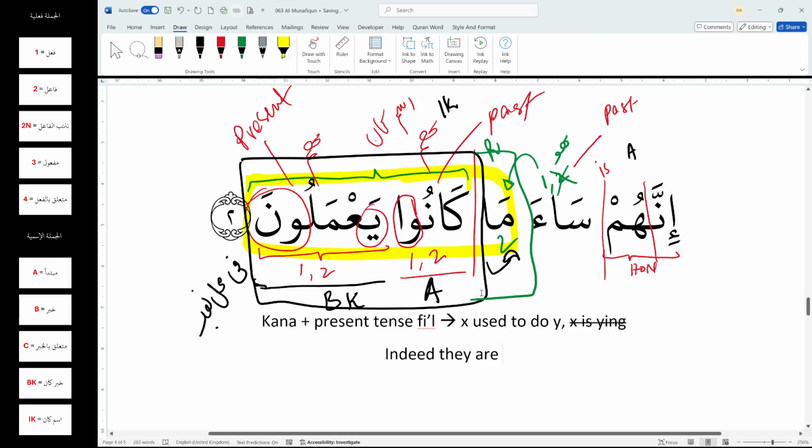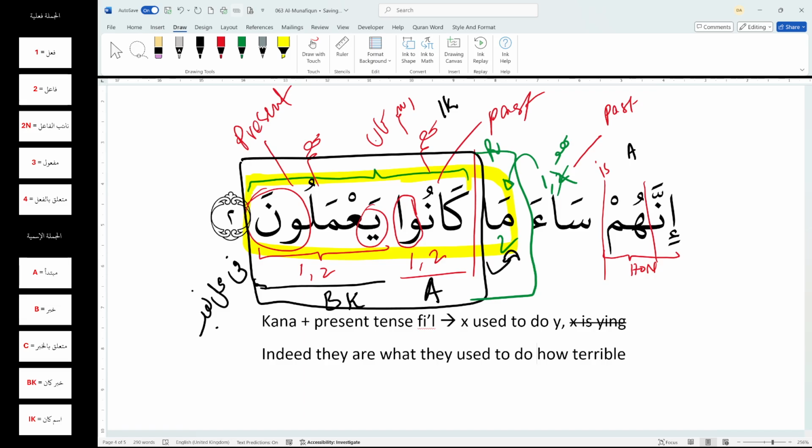Okay, now let's piece this together. Let's make sense out of this. So I'm going to say indeed they are, how terrible what they used to do. Okay, it's not making sense, right? Because it's a complex structure.